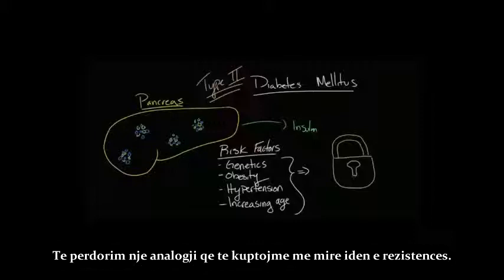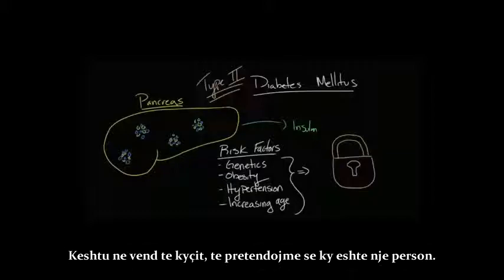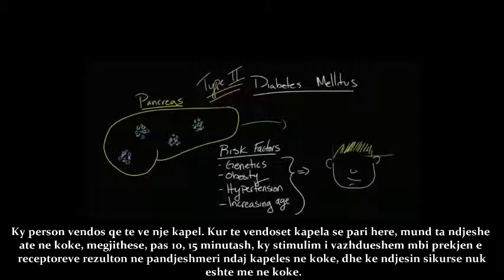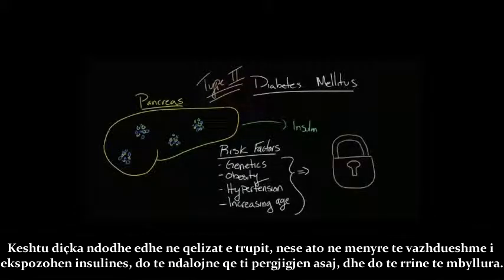So let's use an analogy to help understand this idea of resistance. Instead of a lock, pretend this is a person, and this person decides to put on a baseball cap. When you first put on a baseball cap, you can feel it on your head. However, over time, say 10-15 minutes, this constant stimulation of the touch receptors results in a desensitization to the feeling of the ball cap on your head, and it feels like it's no longer there. So this is kind of similar to the cells in the body. If they're constantly exposed to this insulin, they'll stop responding to it and the cell won't become unlocked.